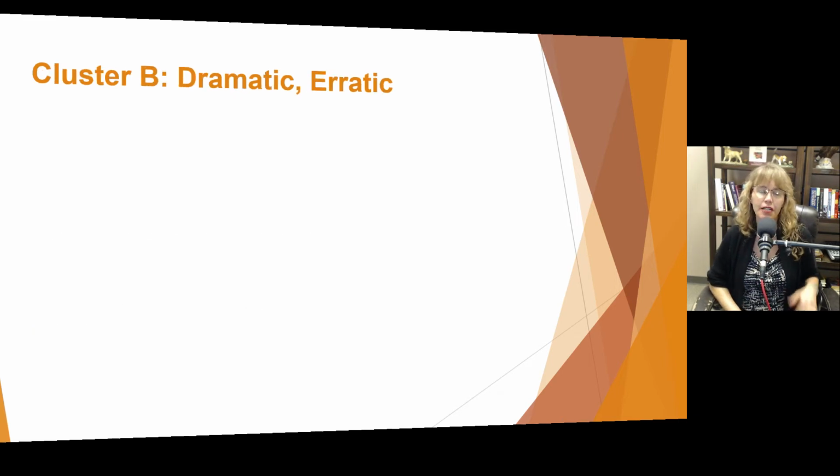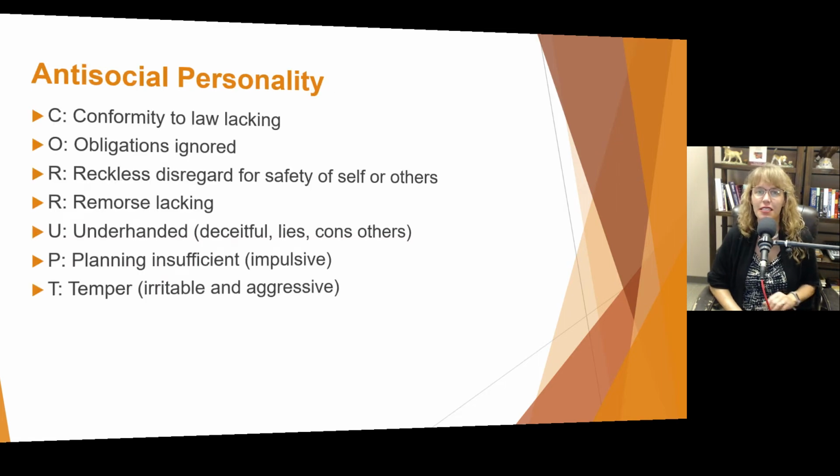Cluster B personality disorders. Antisocial is characterized by the mnemonic corrupt. Conformity to law is lacking. Obligations are ignored. There's reckless disregard for the safety of self or others. Remorse is lacking. They tend to be underhanded, deceitful, lying. Planning is insufficient, and they tend to have a temper.